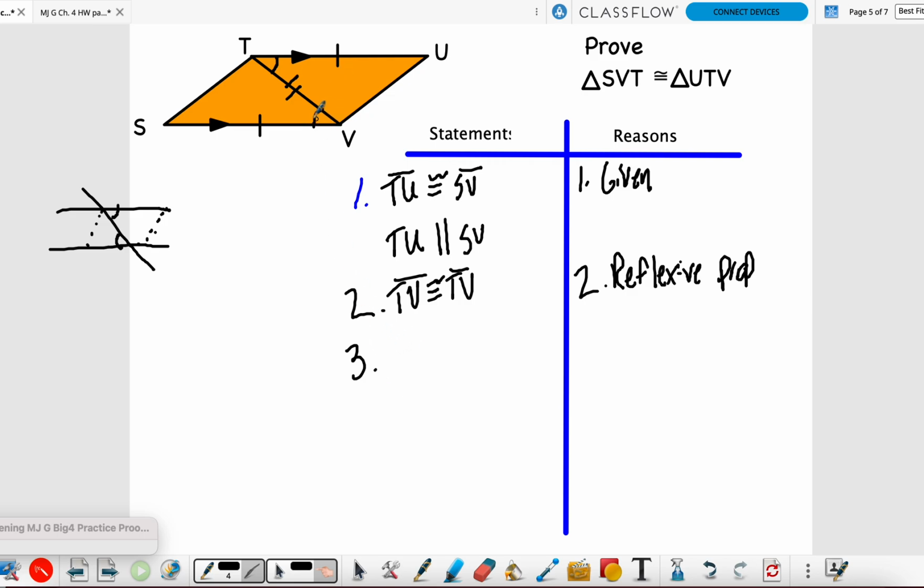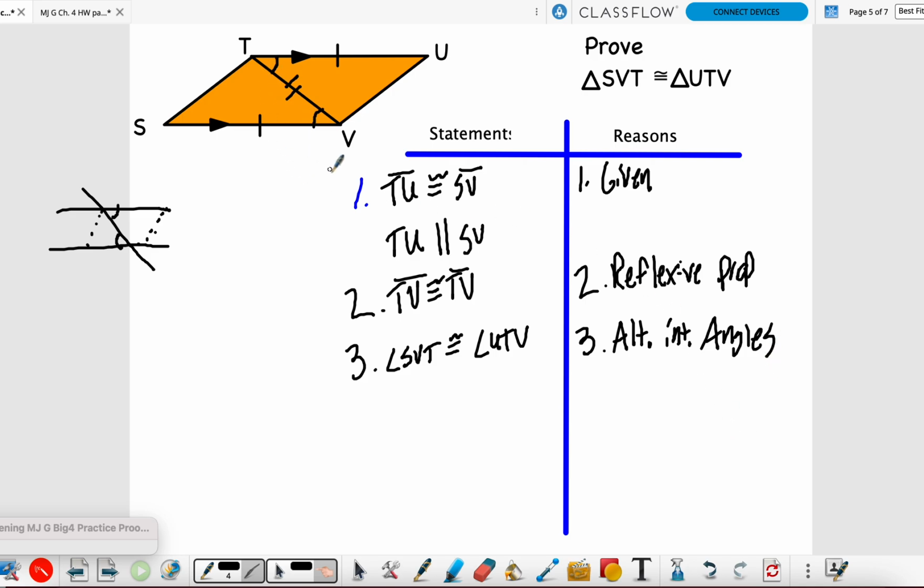So we can name this angle down here. We wouldn't name it angle V, because V would be this entire big thing. We would name it angle SVT. And then this angle here, we can name it VTU or UTV. Doesn't really matter. We'll call it UTV. Notice these are just angles. I'm not saying the whole triangle. I'm just talking about this little angle here. Those are alternate interior angles.